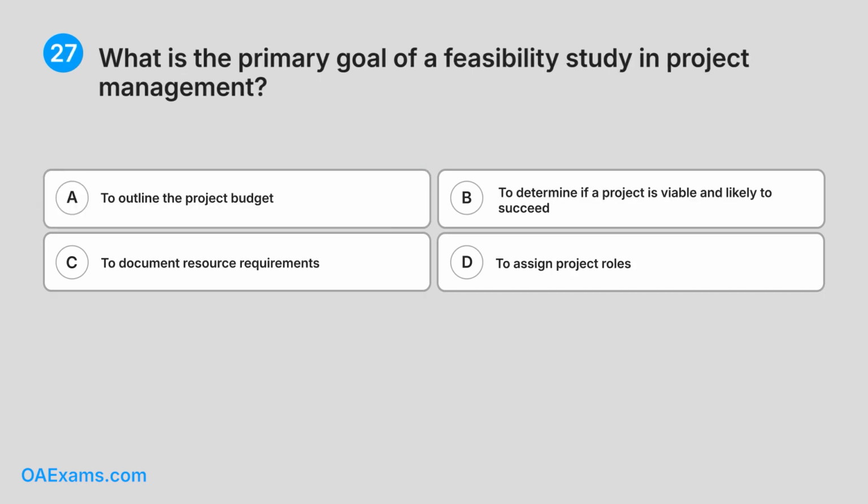27. What is the primary goal of a feasibility study in project management? A. To outline the project budget. B. To determine if a project is viable and likely to succeed. C. To document resource requirements. D. To assign project roles. Do you know the answer?